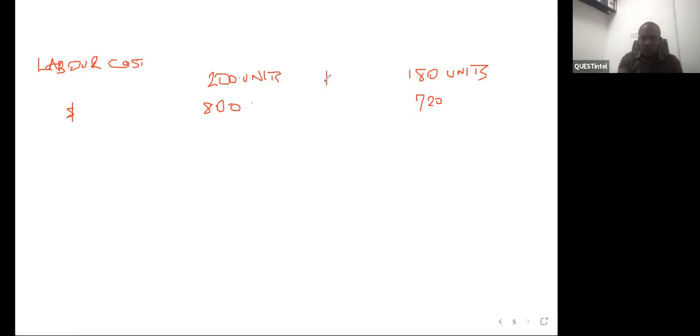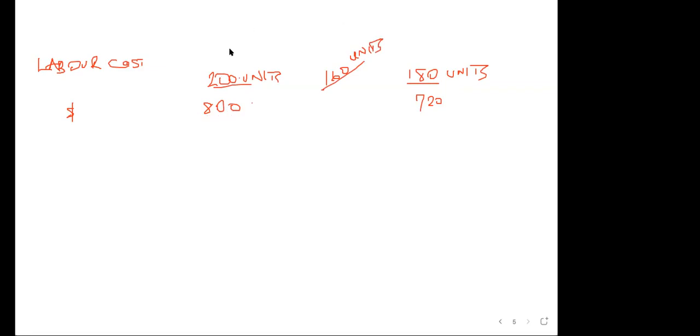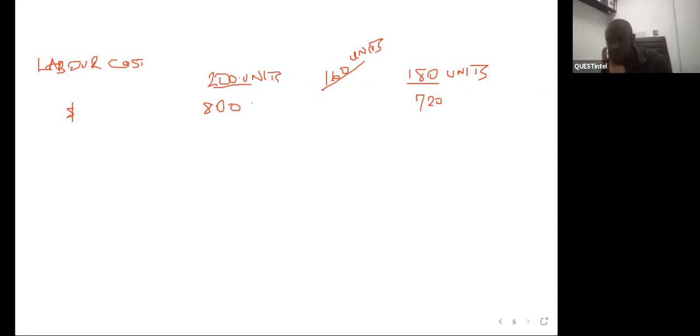What do we do? They're giving us labor cost at 200 units of 800, and labor cost at 180 units of 720. And we want to find out what would be our labor cost at 160 units. Is everybody here? Yes. So Chata, what do we do?